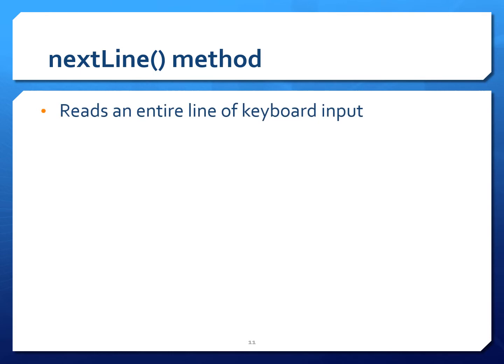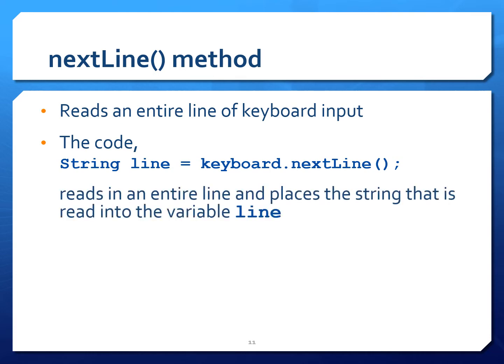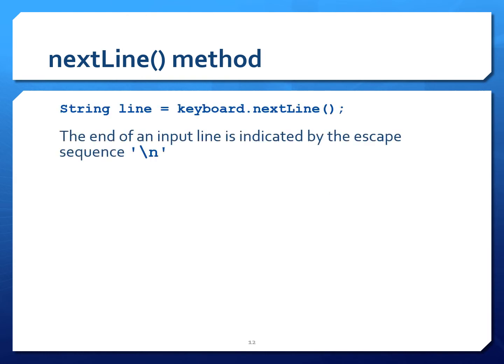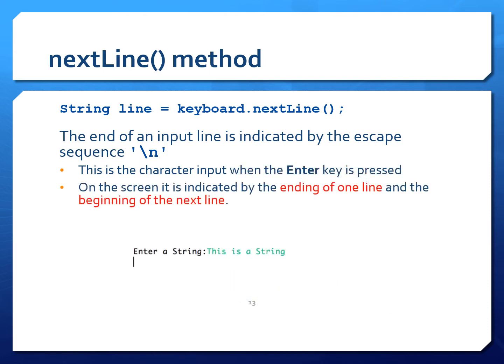The method nextLine reads an entire line of keyboard input. The code String line = keyboard.nextLine reads an entire line and places the string into the variable line. The end of an input line is indicated by the escape sequence \n. This is the character input when the enter key is pressed. On the screen, it is indicated by the ending of one line and the beginning of the next line.